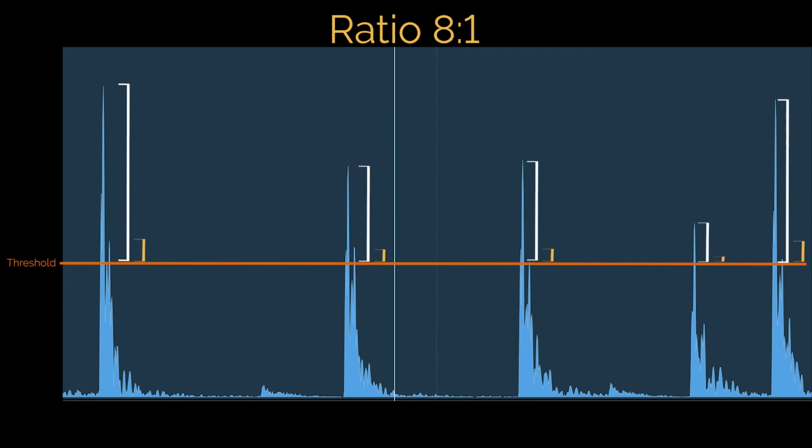8 to 1 starts getting into strong compression. I would typically compress more powerful bass guitars around this ratio. And 20 to 1 through to infinity to 1 would be considered limiting by most people and can be used to ensure that a signal does not exceed the amplitude of the threshold.